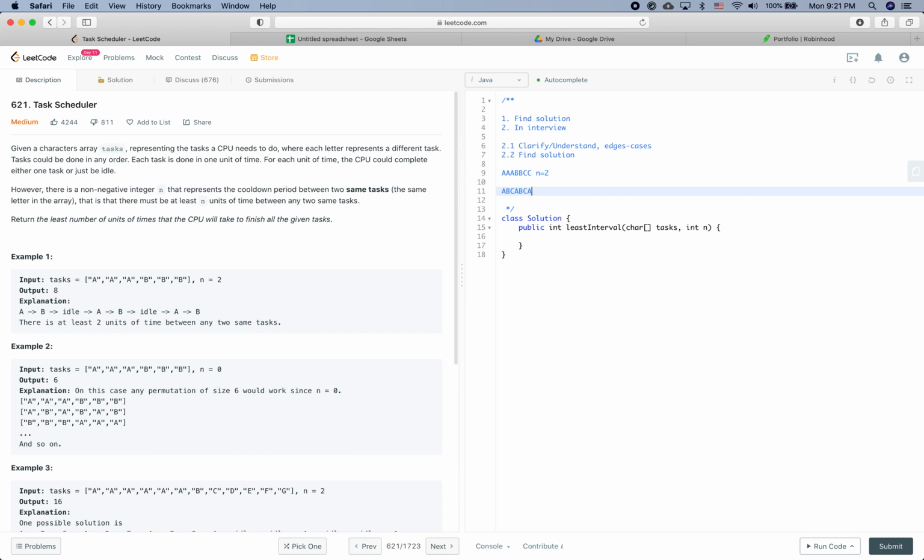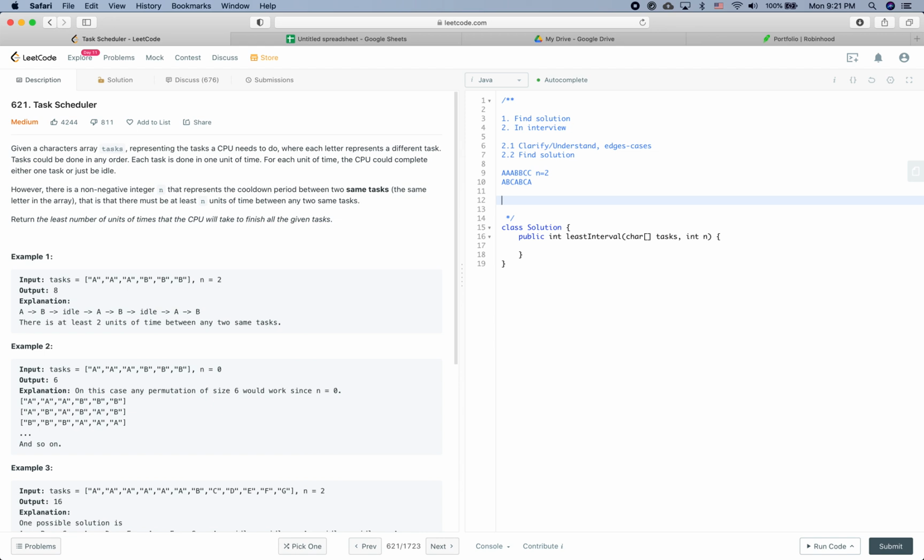So I would say the least amount of times to schedule all the tasks is mainly decided by the task that takes the most units of time, which means the most frequent task. Let's also take a look at another example.